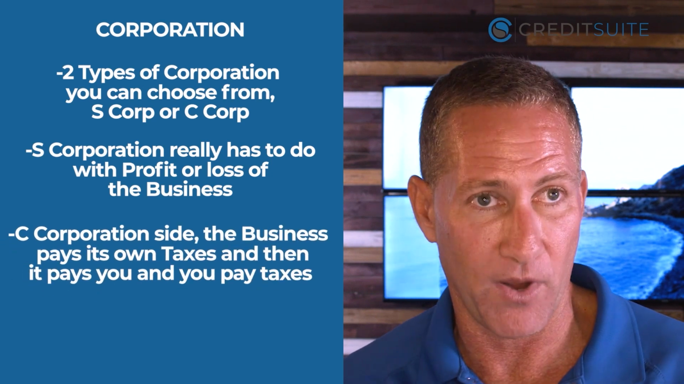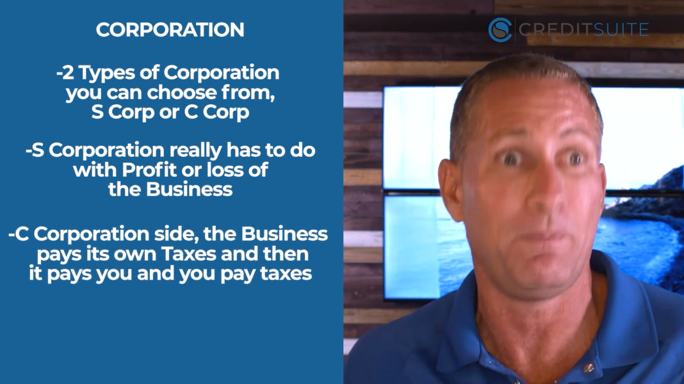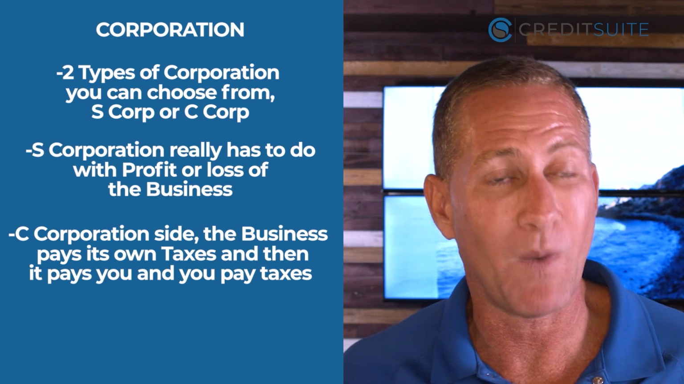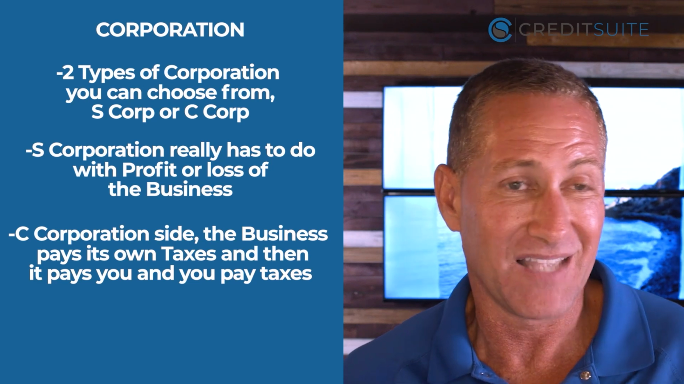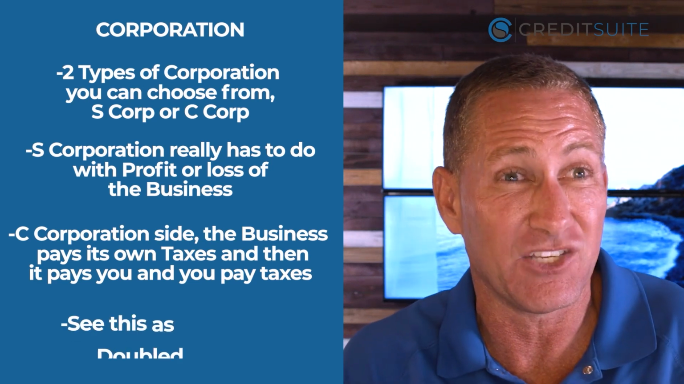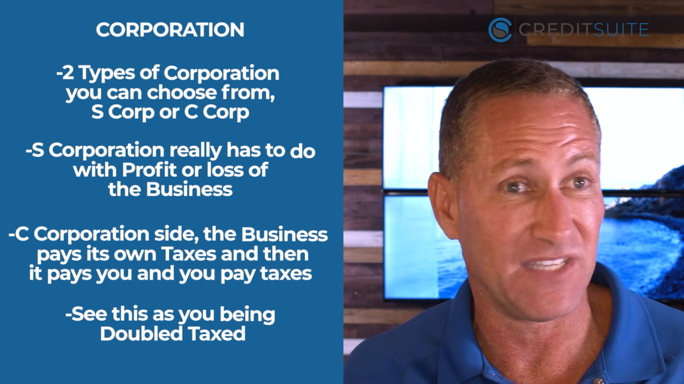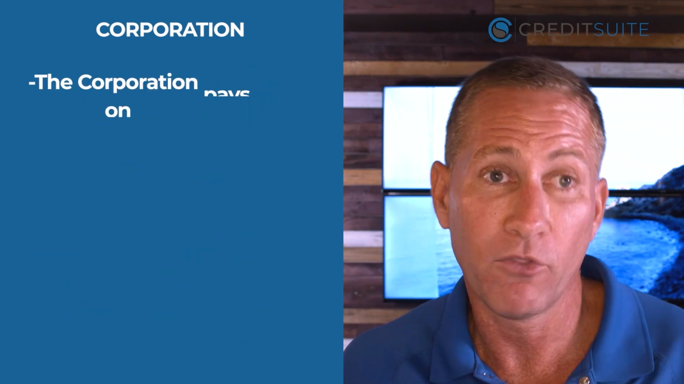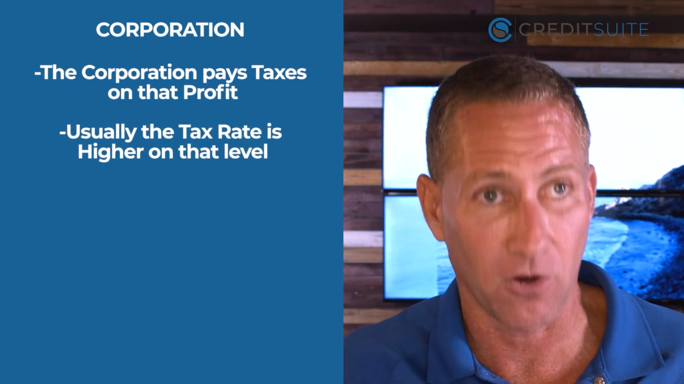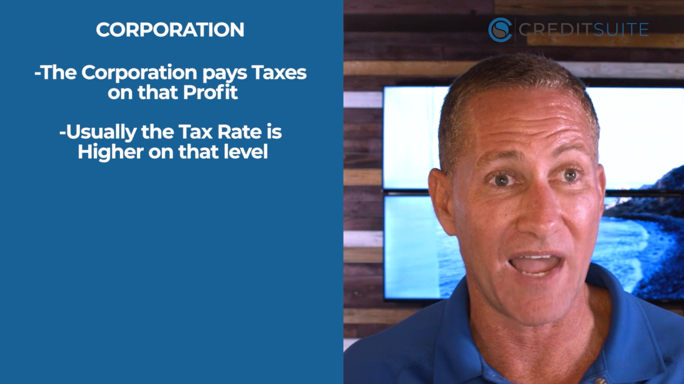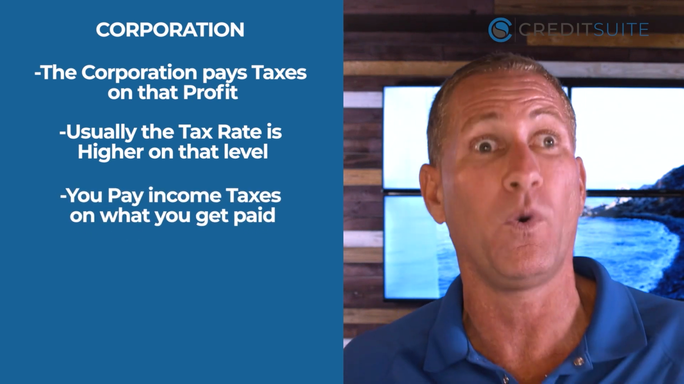Now, on a C corporation side, the business pays its own taxes, and then it pays you, and you pay taxes on that income. As a matter of fact, this is why a lot of business owners don't usually start as a C corporation, because a lot of accounting professionals see this as you being double taxed. And what I mean by that is the actual entity comes in, and let's say the corporation makes a profit. Well, the corporation pays taxes on that profit. And usually the tax rate is higher on that level than it would be on the personal side. Then the corporation pays you, and then you pay income taxes on what you get paid.